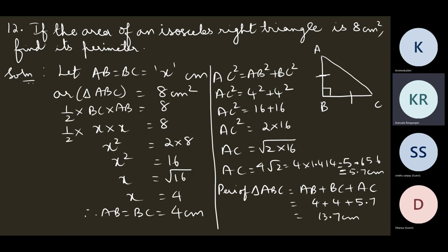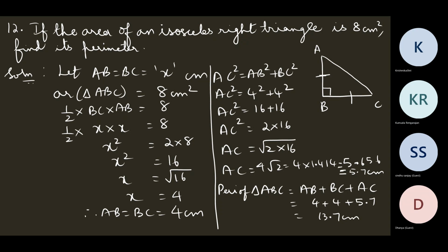So here the area is given. Again, it's a right isosceles triangle. Area is given, so you can construct an equation using area. Half base into height is equal to area. See, the idea is to construct an equation, work and find the unknowns.